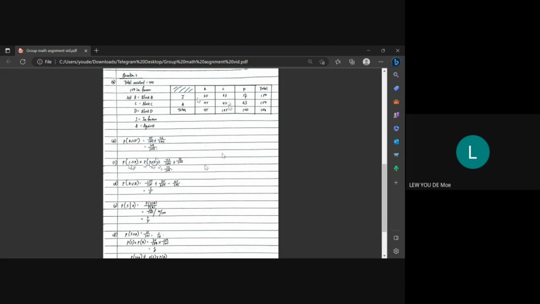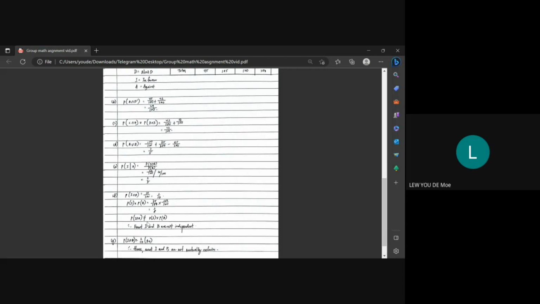So for E, residents who were in favor, given that he or she is a block B resident. So this is a conditional probability where the keyword is given that. So we can know that this is a conditional probability. So we simply apply the conditional probability, P of I given B is equal to P of I intersect with B divided by P of B. So P of I intersect with B we can obtain from the table, which is 30 over 300 divided by the probability of a block B resident, which is 75 over 300. So the final answer would be 2 over 5.